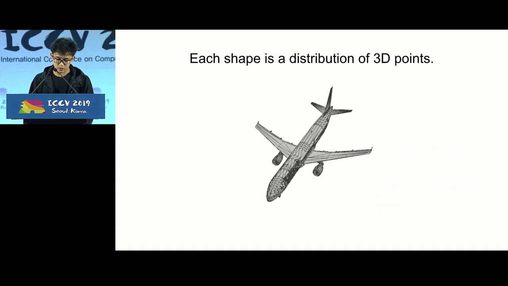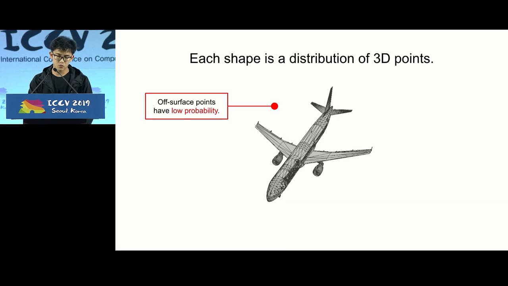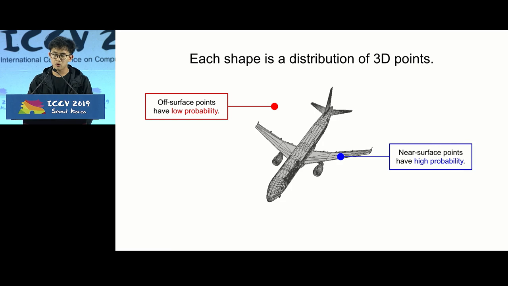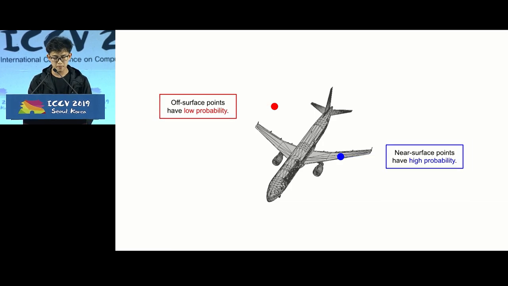The key insight is that each of the 3D shapes can be viewed as a distribution of 3D points. Points far away from the surface will have low density, so they are less likely to be sampled. And points near the surface will have high density, so they are more likely to be sampled.